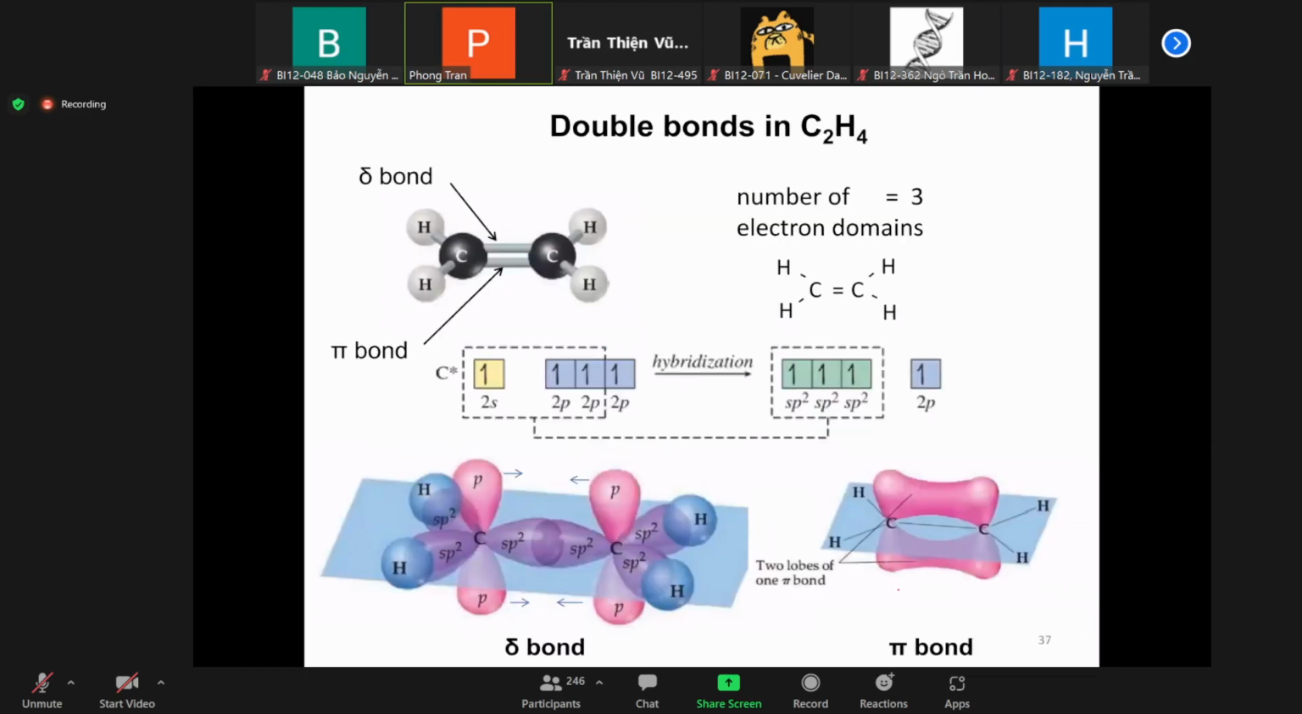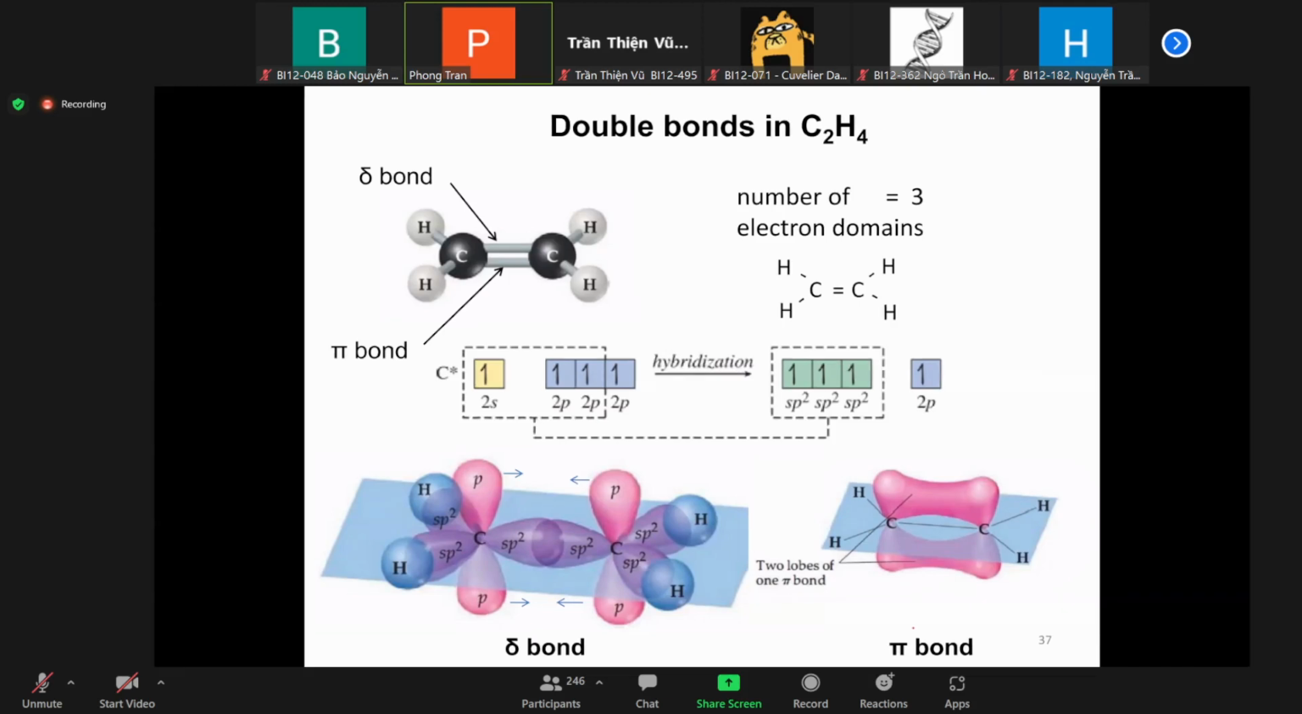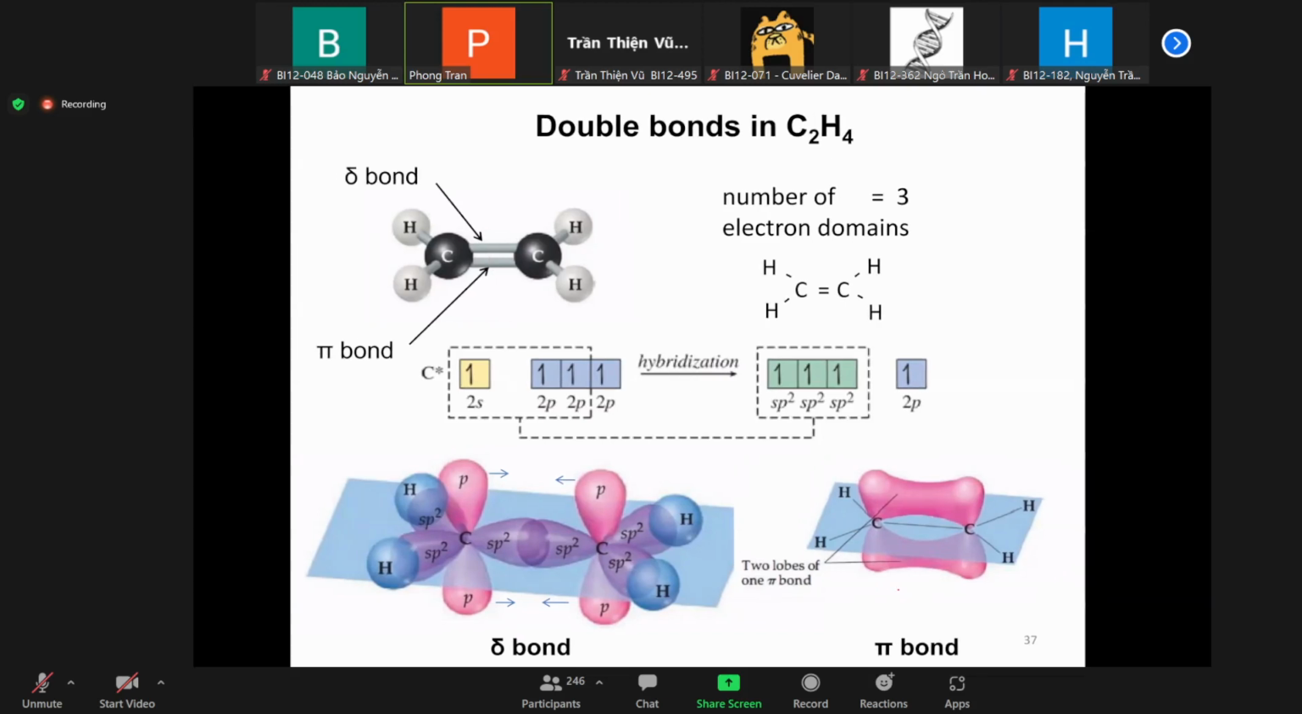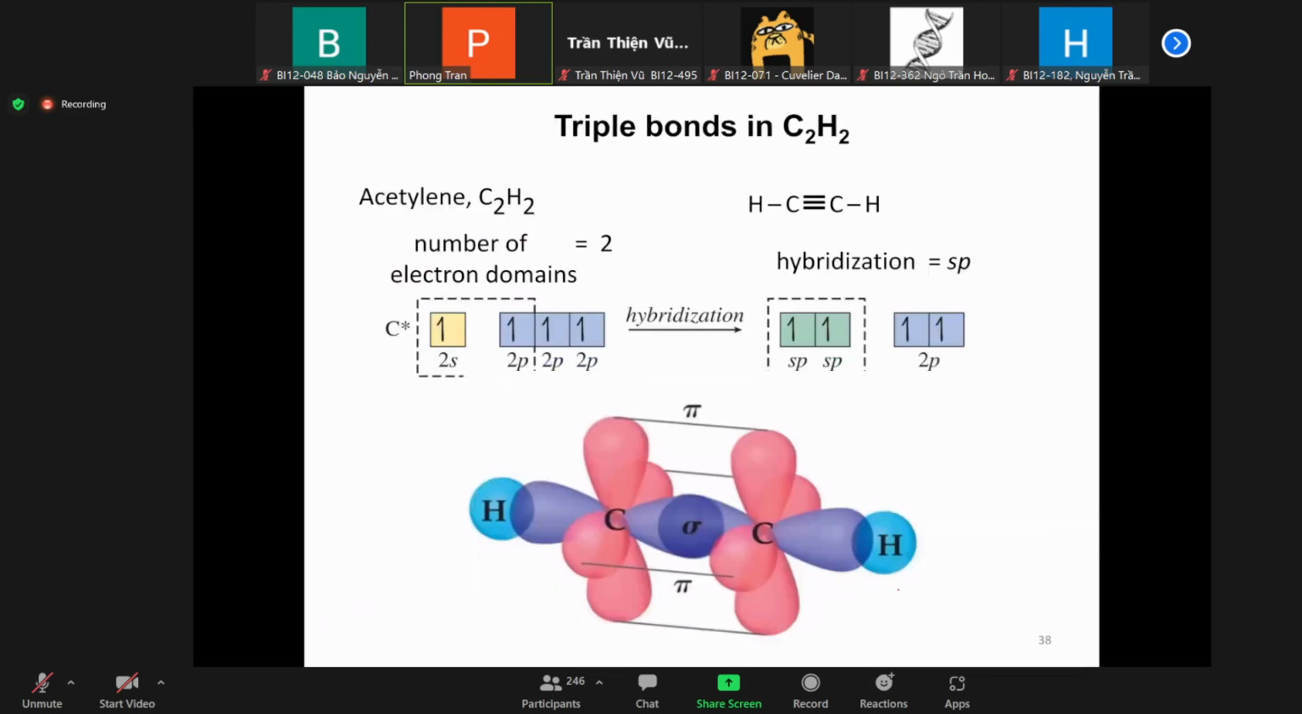So here, the case of double bond in the C2H4. So in the case of C2H4, you have a hybridization sp2, and so you have one sigma bond, and then you have one pi bond made of the p orbital. For the case of the triple bond, then you have the case of C2H2, very classical one. So we have hybridization of sp, and then you have two p orbitals that can be overlapped sideways, and then you have two pi bonds.